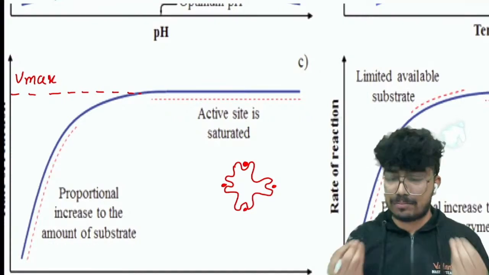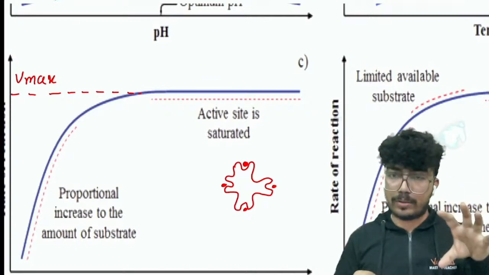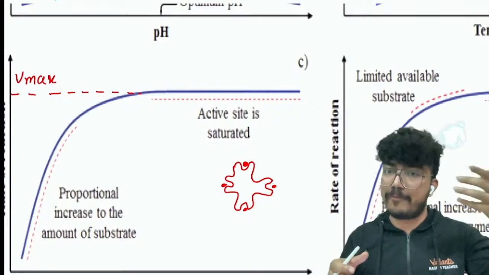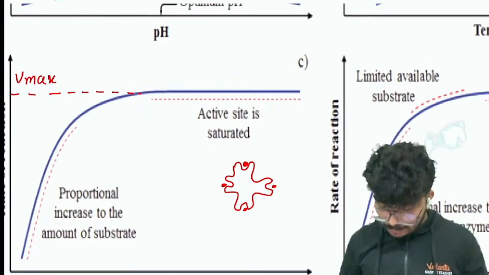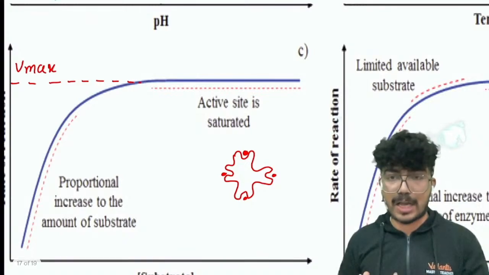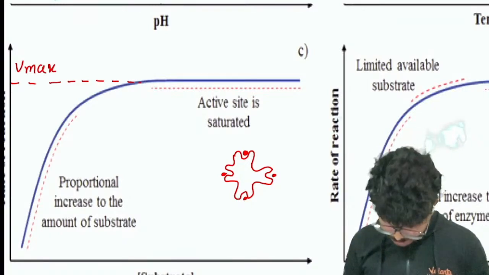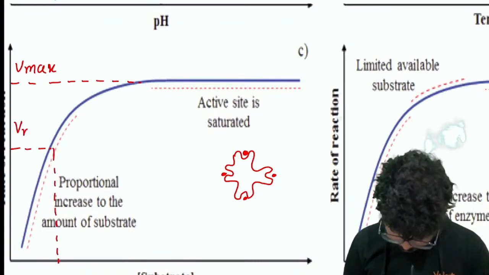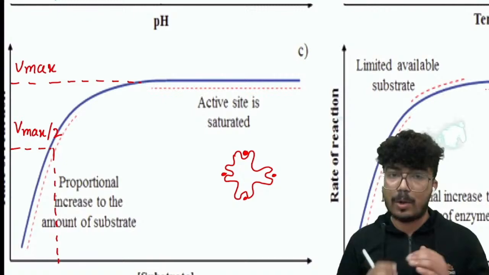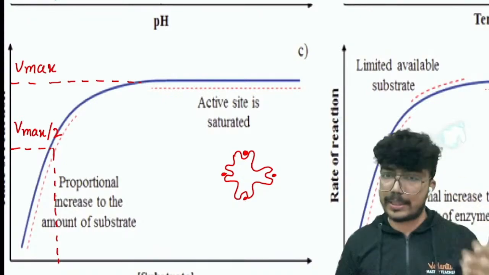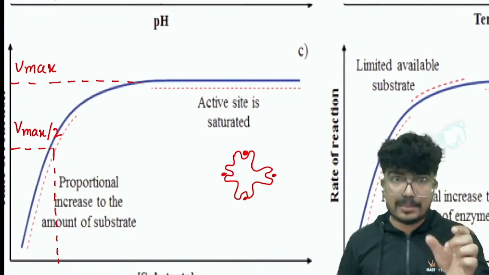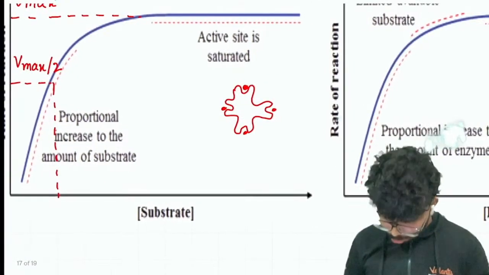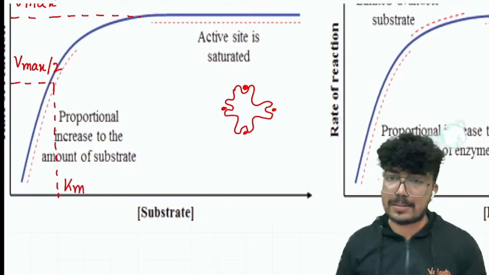Km, the Michaelis-Menten constant. So the Michaelis-Menten constant, or Km value, is the substrate concentration at which the rate of the reaction is half of Vmax. Okay, so at Vmax by 2, whatever the substrate concentration will be, it will be called the Km. Let's say at this particular point I have Vmax by 2, when the velocity is just half, right? So at this particular substrate concentration, it will be called Km. Km is the Michaelis-Menten constant.